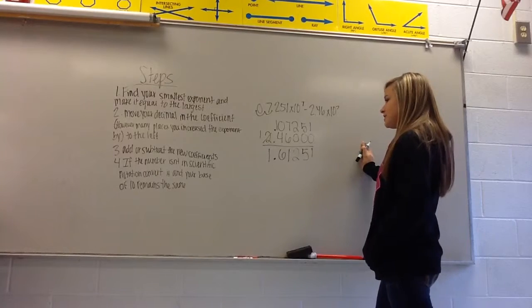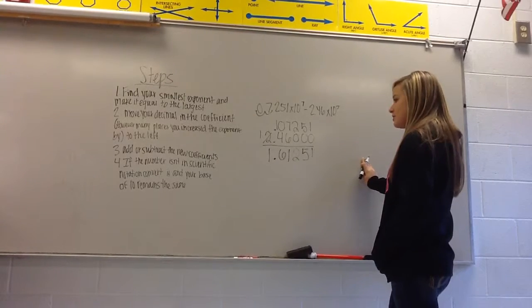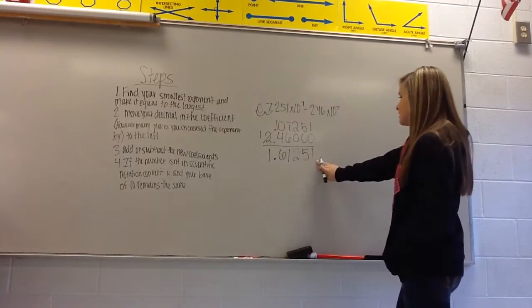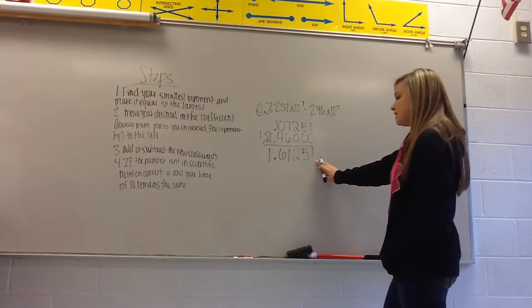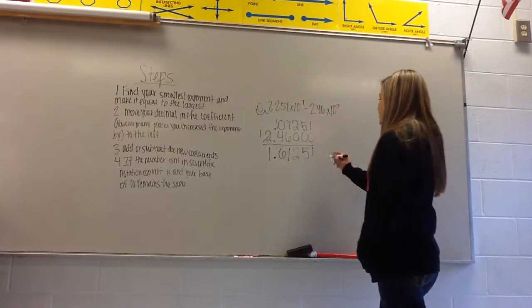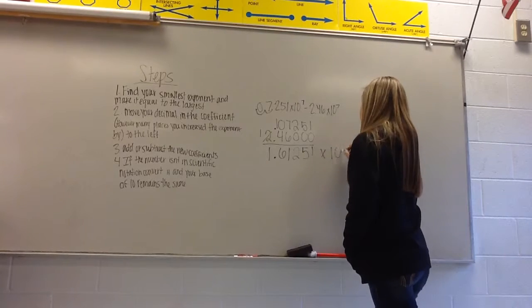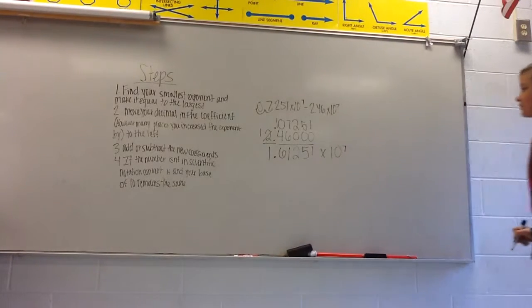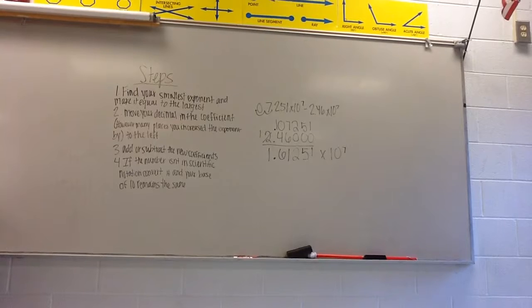Next, if the number isn't in scientific notation, convert it, and your base of 10 remains the same. This is in scientific notation because it's greater than 0 and less than 10. So your answer is 1.61251 times 10 to the 7th.